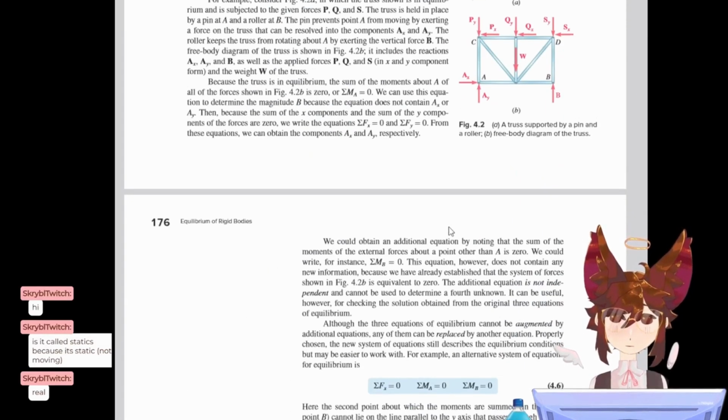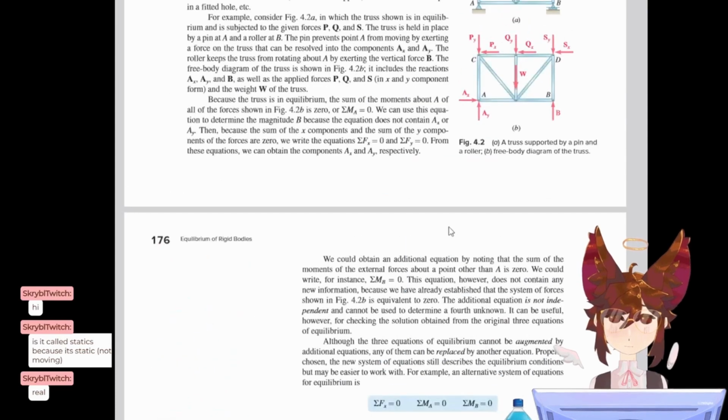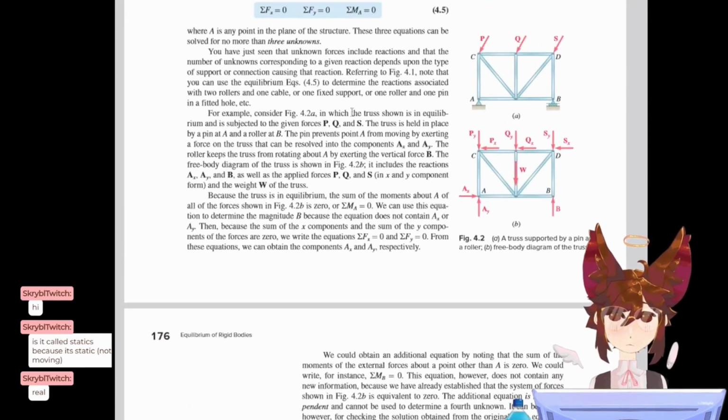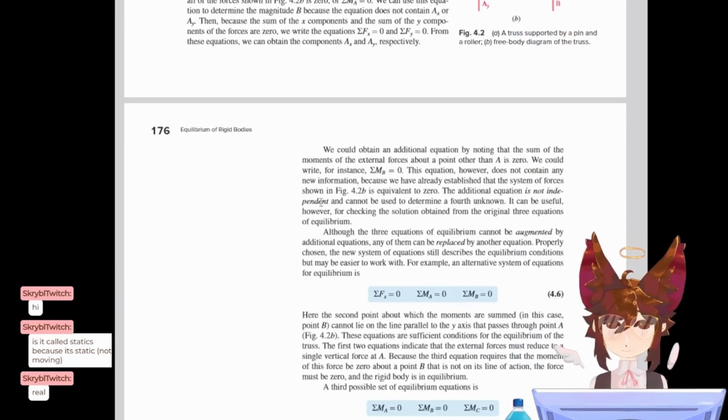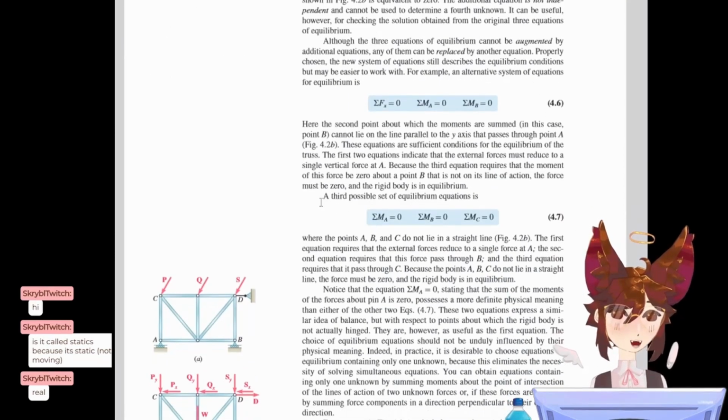Here we go, trusses, yep. The truss is shown in equilibrium and subjected to forces. They hold in place because it's in equilibrium. Blah blah blah. We don't need to do that.